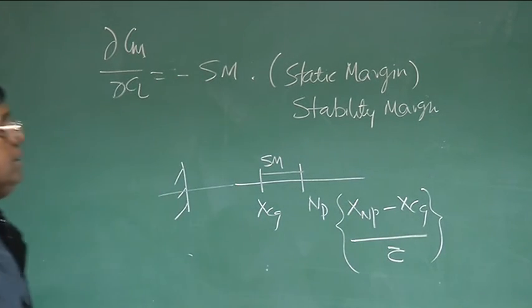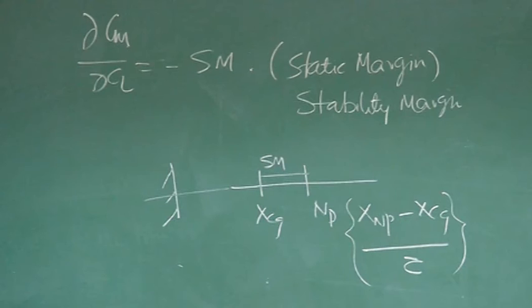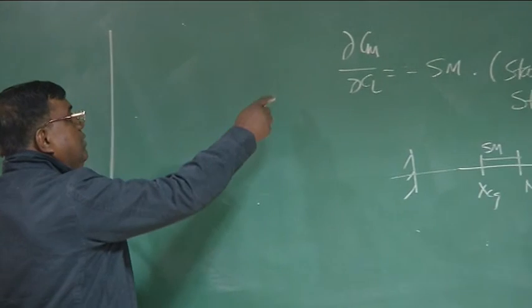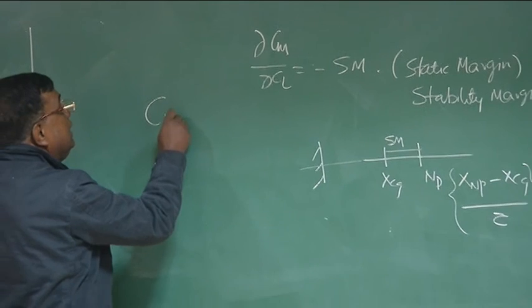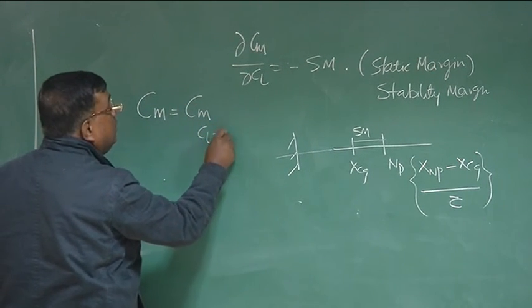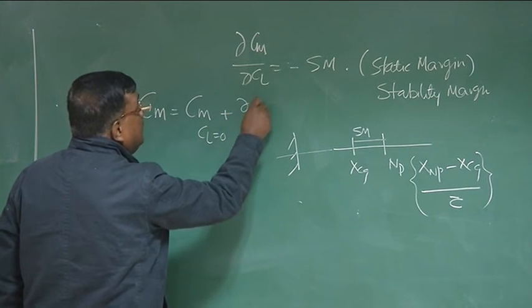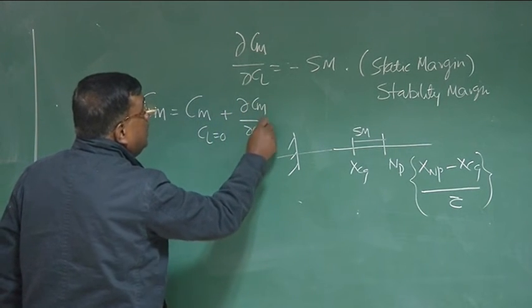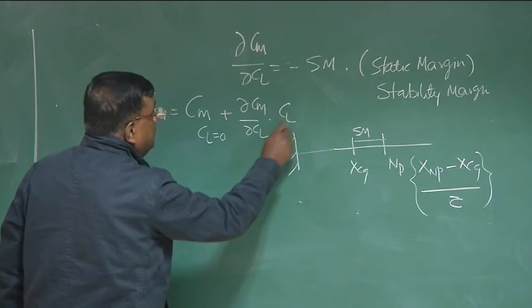Right. Like this. We are now trying to see how to utilize this dCm by dCl equal to minus static margin and get some insight about design. Once I am writing like this, I understand that Cm is expressed as Cm at Cl equal to 0 plus dCm by dCl into Cl, okay?